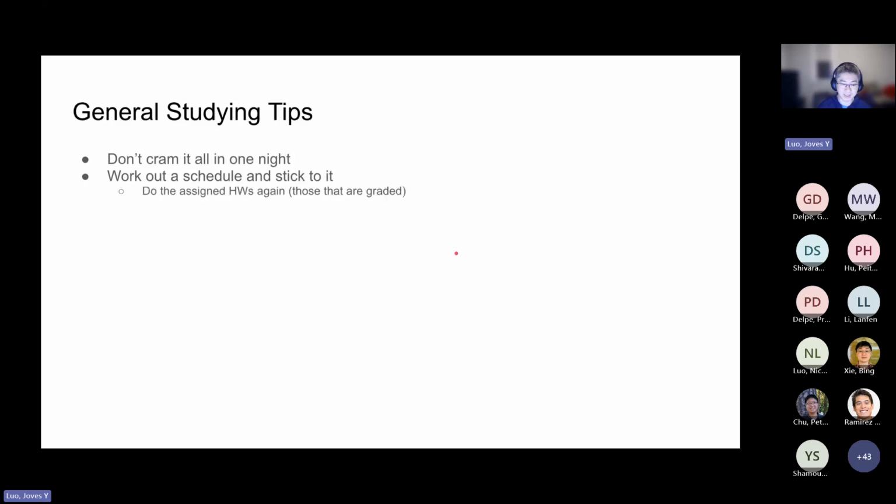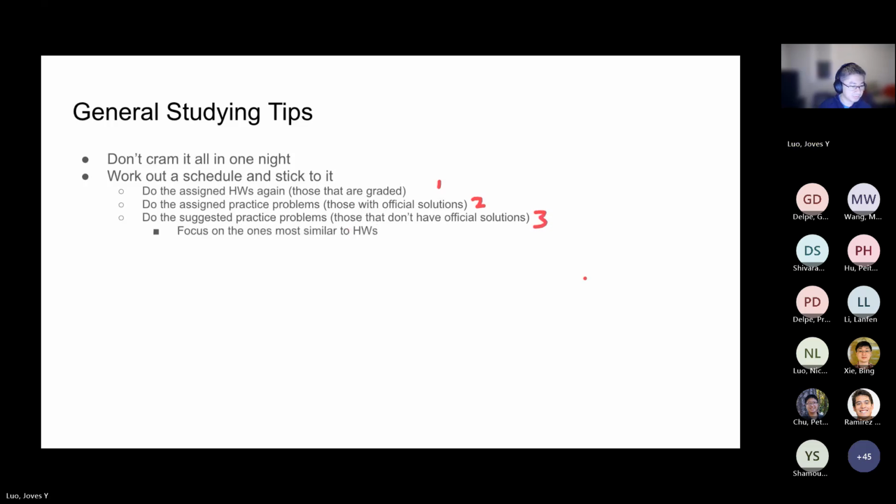Okay? Do the assigned homeworks again, those that are graded. Do the assigned practice problems, those with official solutions, and then do the suggested practice problems, those that don't have official solutions, right? So these are my tiered choices of what priority I would give these. Okay, and then focus on the ones that are most similar to homeworks.